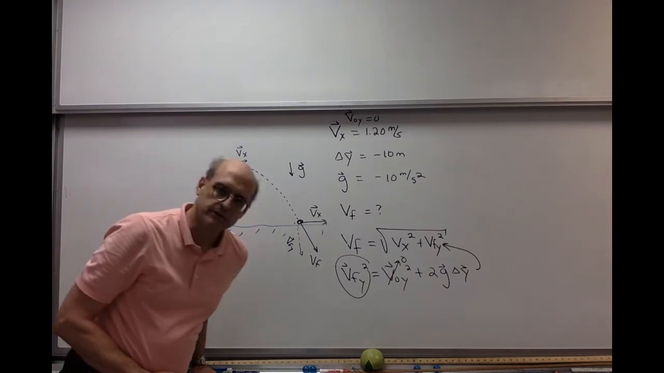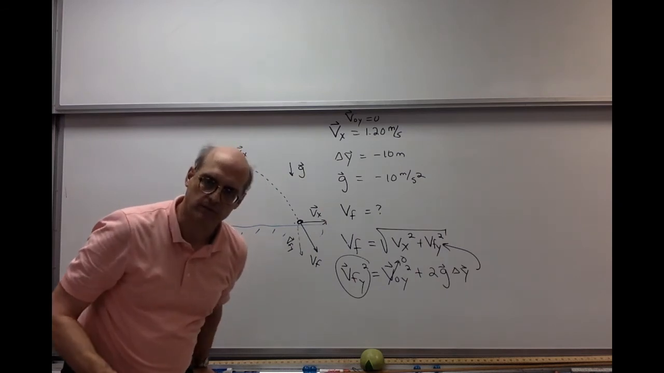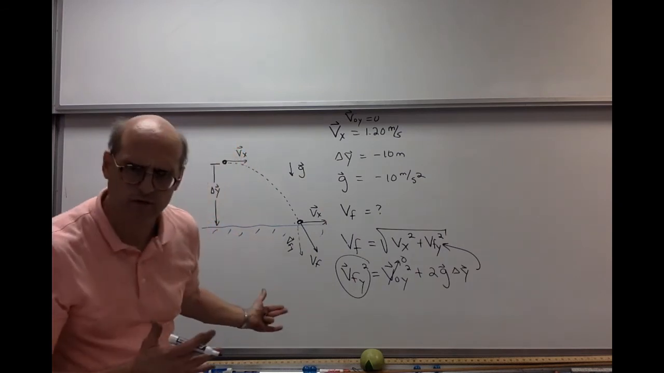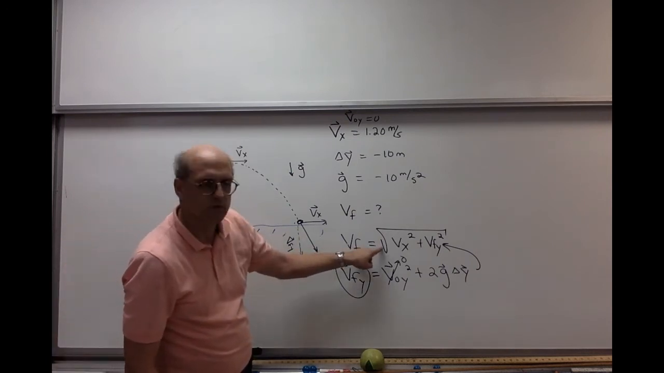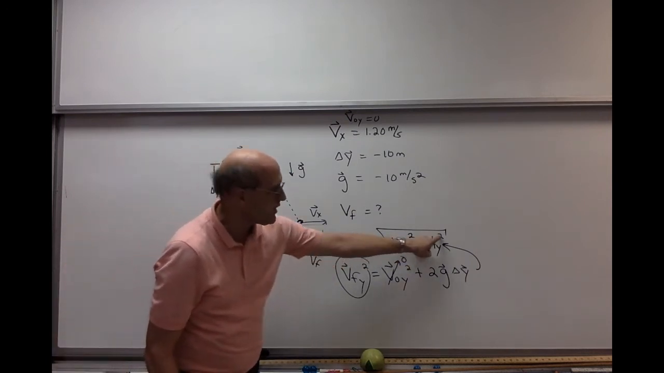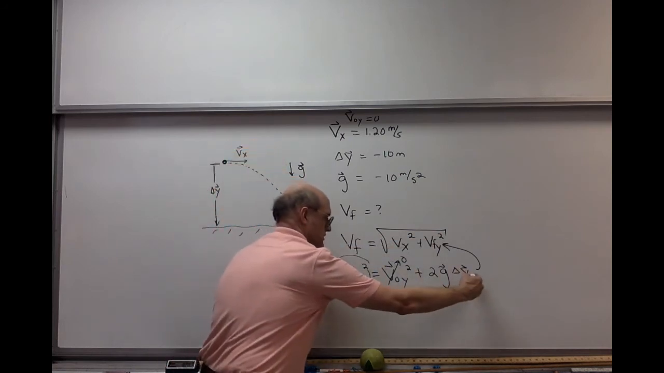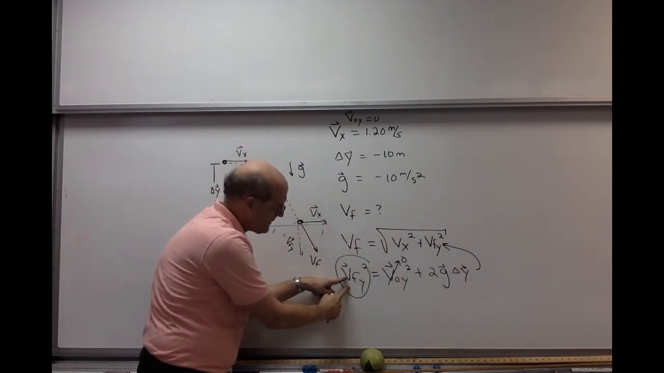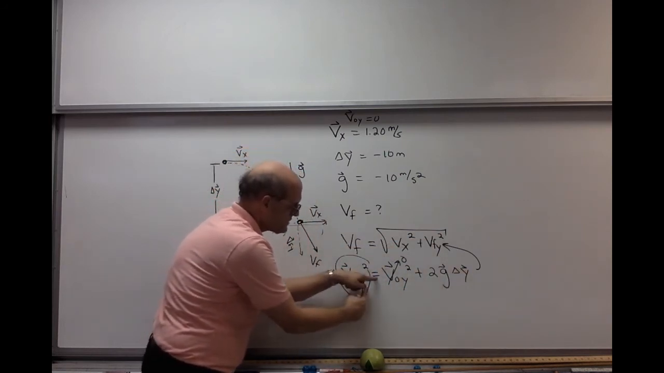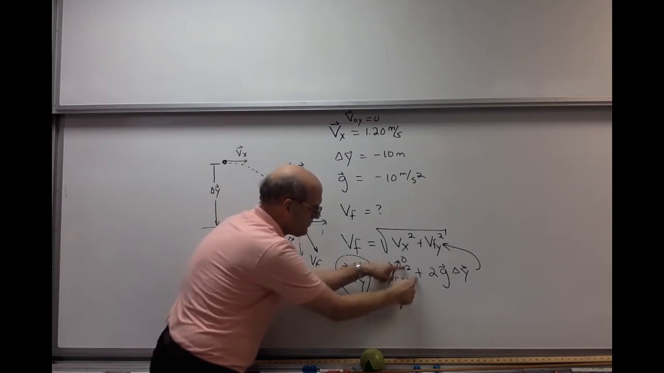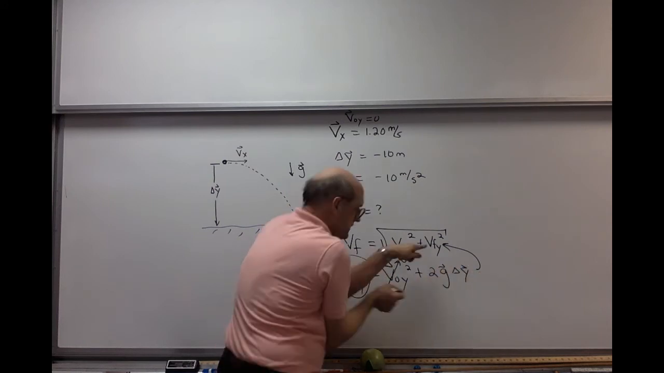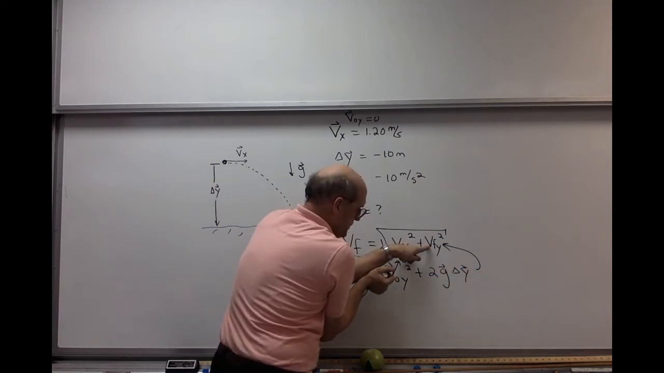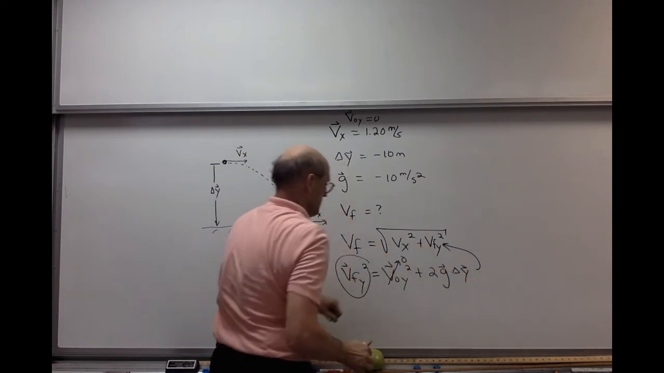Now hopefully you followed that. I could hardly follow myself, but just take a look at what I did. So you have VF is equal to the square root of Vx squared plus Vfy squared. This expression will get me Vfy squared. Vfy squared is equal to Voy squared, which is 0, plus 2g delta y. So I'm going to take 2g delta y and put it in for Vfy squared. So here we go.